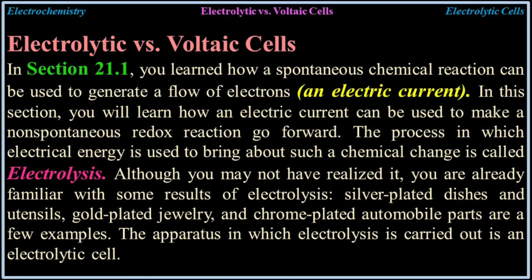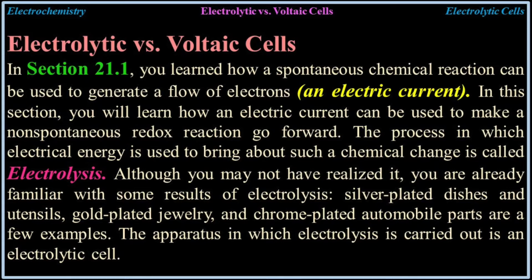Electrolytic versus voltaic cells. In section 21.1, you learned how a spontaneous chemical reaction can be used to generate a flow of electrons, an electric current. In this section, you will learn how an electric current can be used to make a non-spontaneous redox reaction go forward. The process in which electrical energy is used to bring about such a chemical change is called electrolysis.